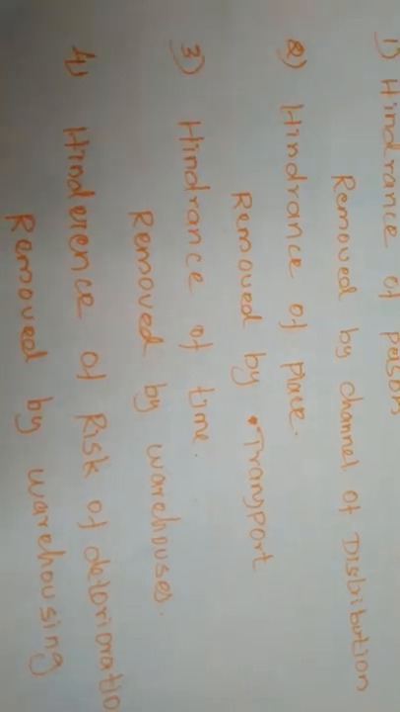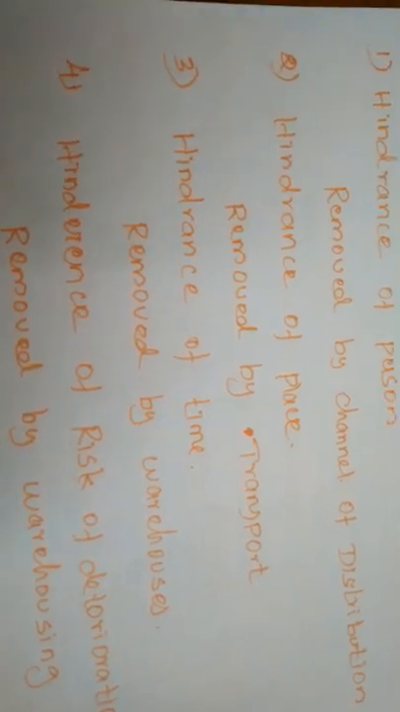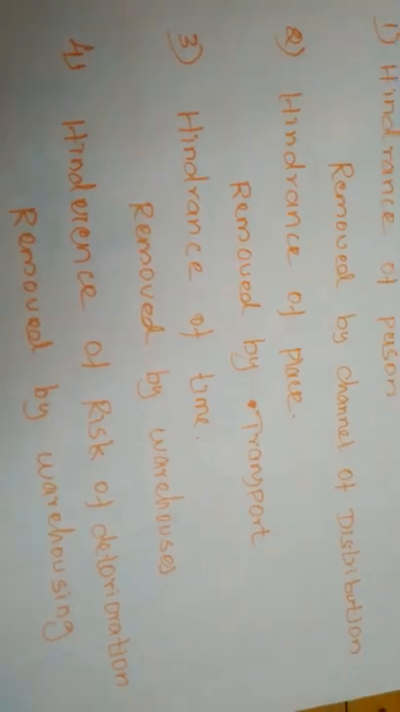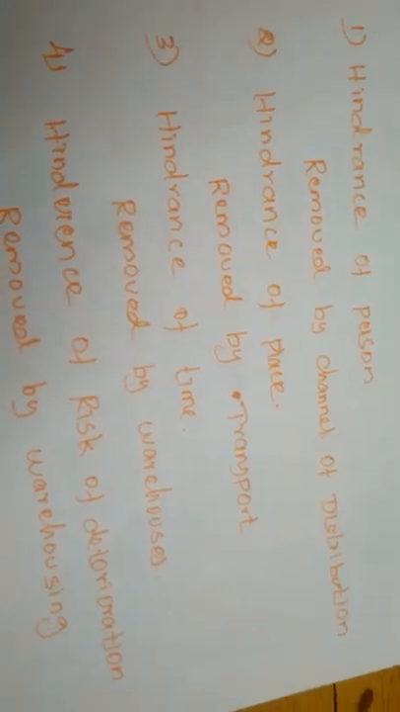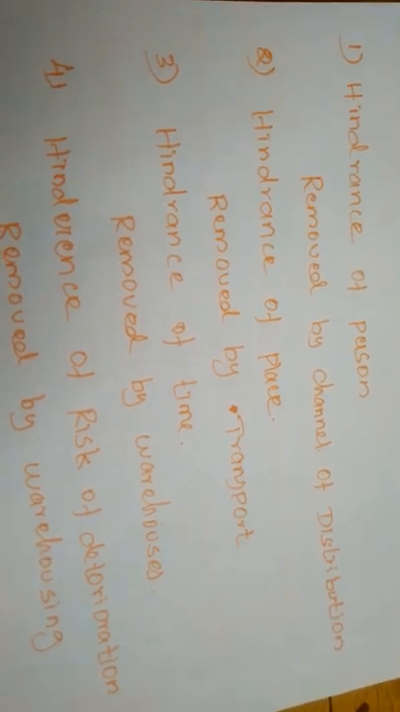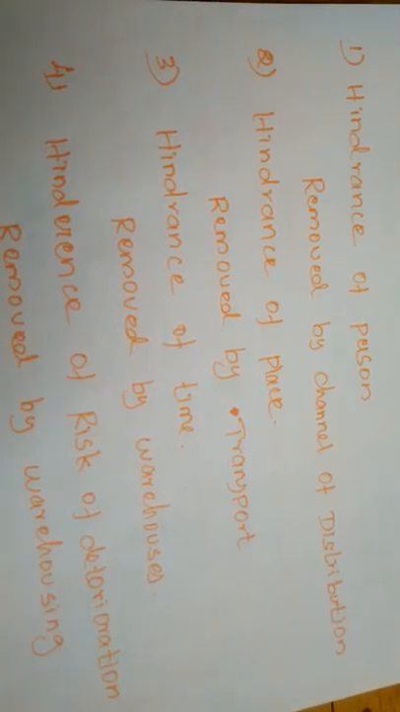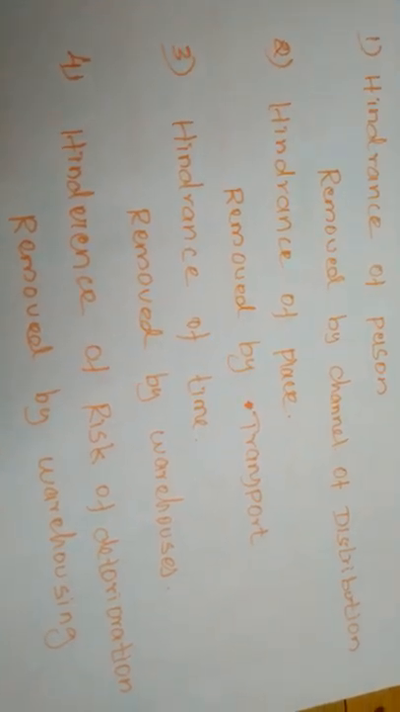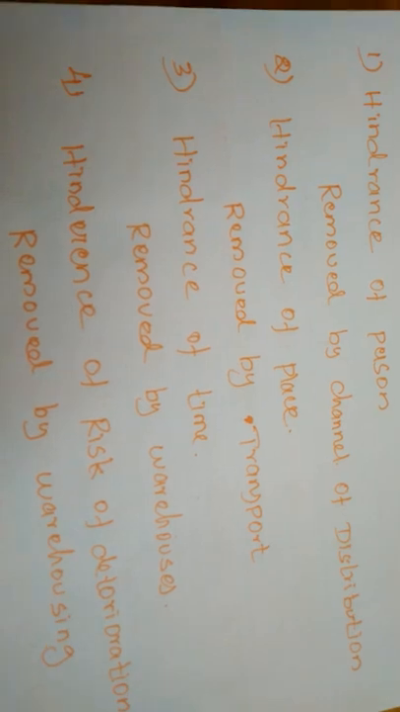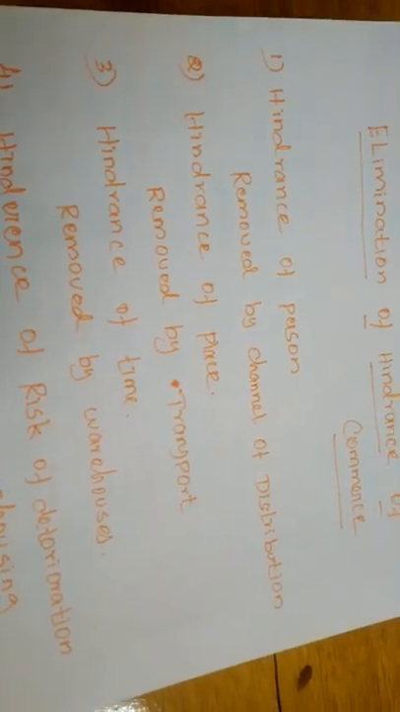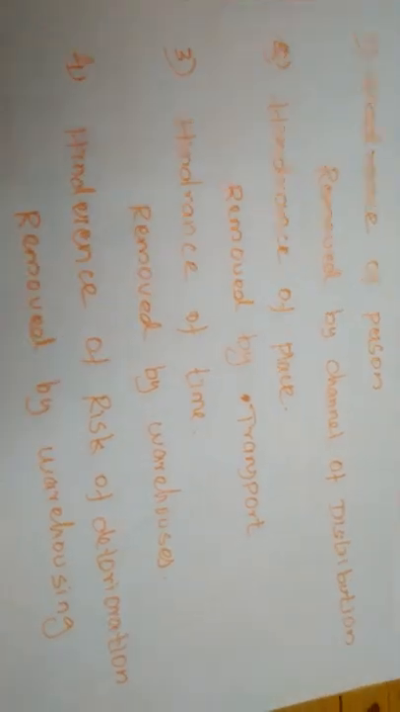Okay, that is the hindrance of place, and the hindrance of place is removed by transport. The different place of production and the consumer is called hindrance of place, but that hindrance of place will be removed by transport. Here the hindrance is hindrance of place, and the elimination of the hindrance is done by transport.